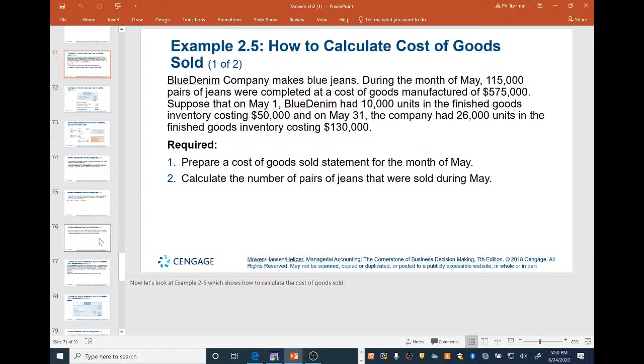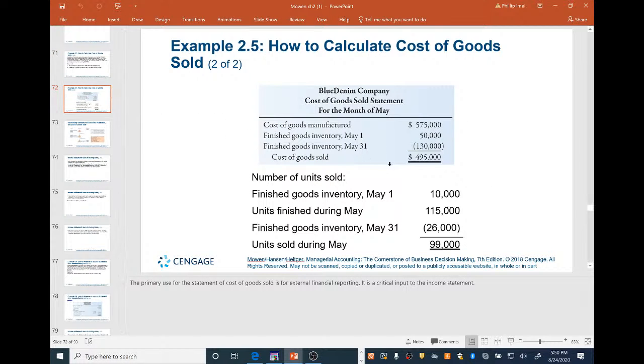Anyone think they got it? You good? What do you got? $444,000. 495. Probably just a simple computational error. Yeah, I see it. 495.